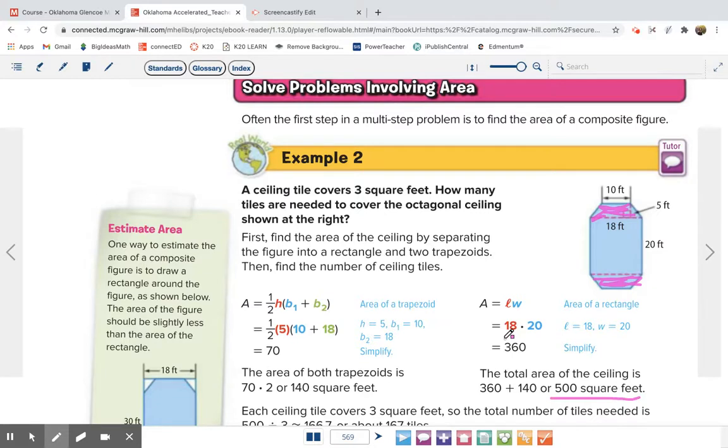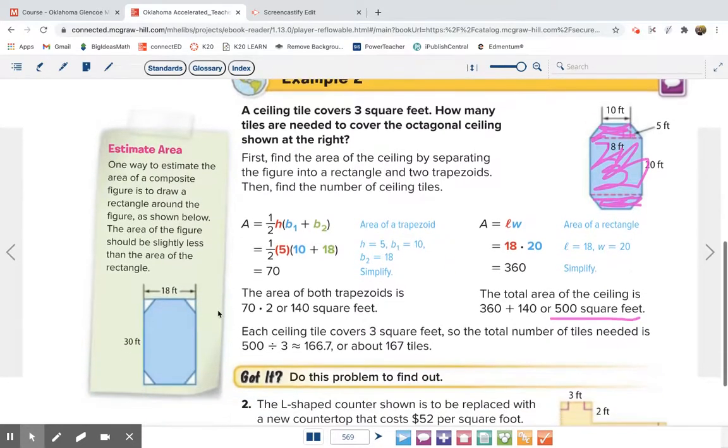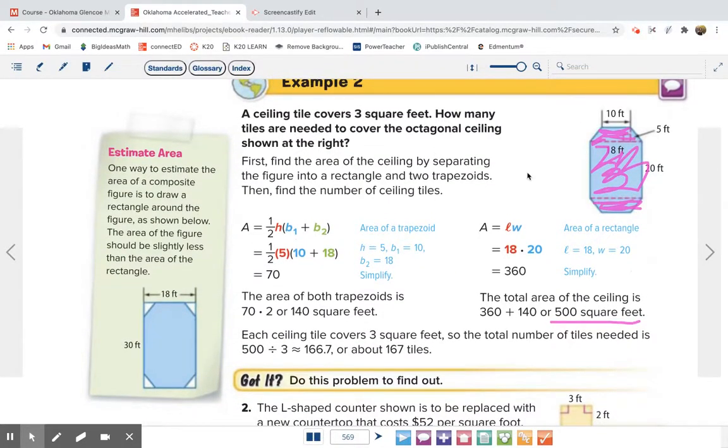Now, we haven't even answered the question. We just found the total area of everything. It said a ceiling tile covers 3 square feet. How many tiles are needed? So, scroll down some. What we would have to do is see how many 3 square feet are in 500 square feet. So you divide to figure that out.